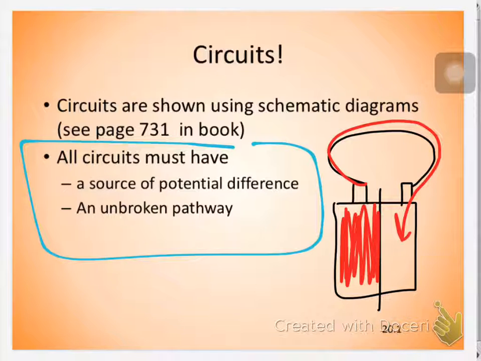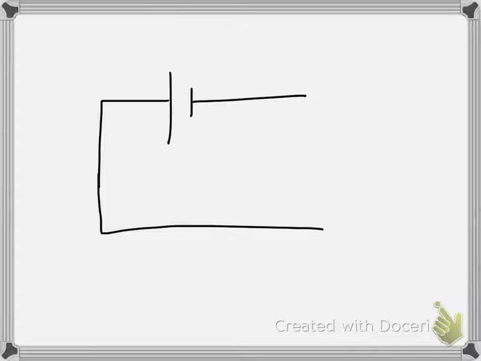That's when the battery's dead. The other thing that any circuit has to have is an unbroken pathway, and we utilize this to actually turn circuits on and off at will. Okay, simple circuit: power source and some piece of wire. That's a circuit. It's a complete circuit.